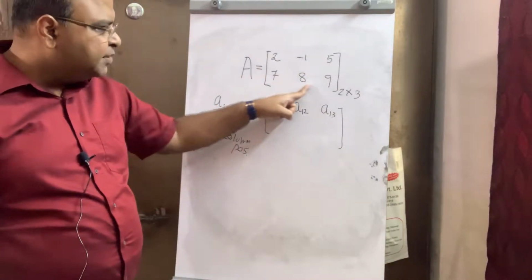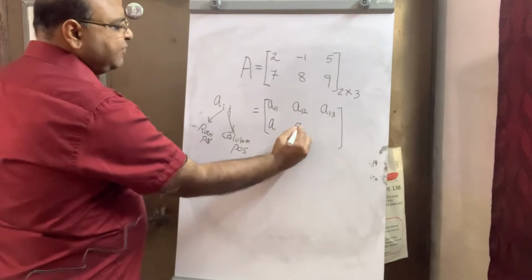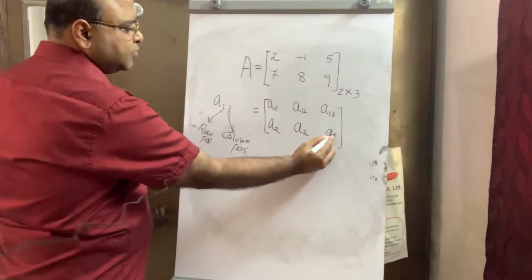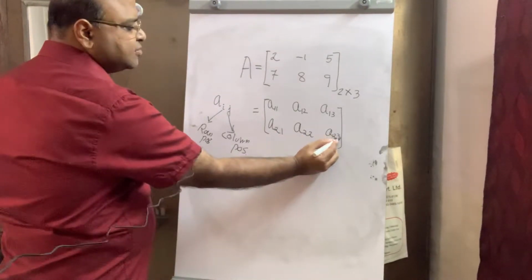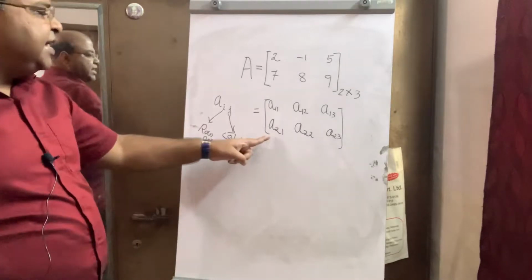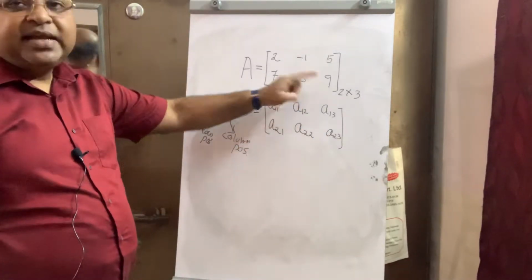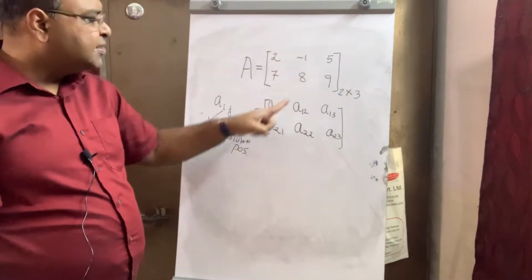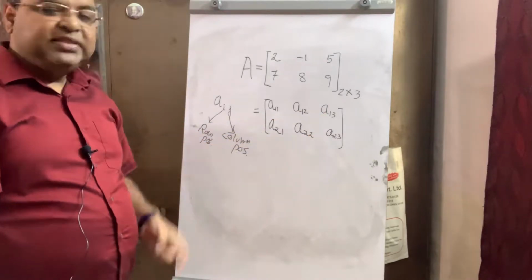Similarly, for the elements in the second row, their left suffixes should all be 2, that is, the row suffixes are all 2, and their column suffixes are 1, 2 and 3. So here a21 stands for 7, a22 is 8 and a23 is 9. So this is how we can represent the elements of a matrix by assigning a coordinate position to each of them.